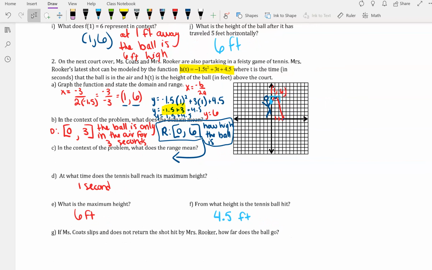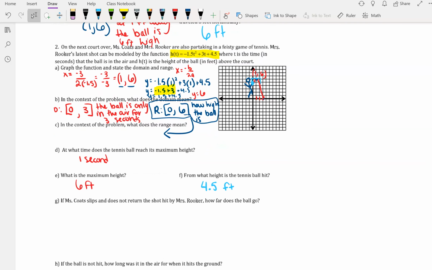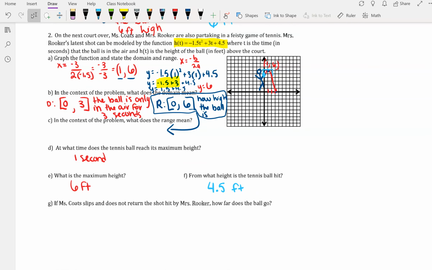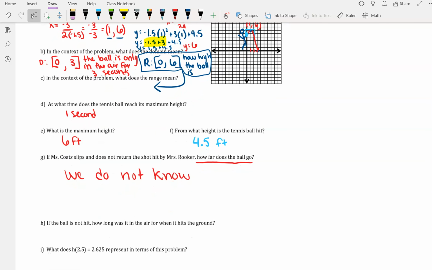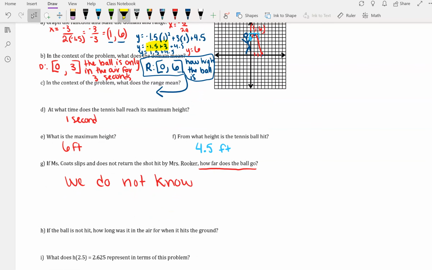Right. If Miss Coates slips and does not return the shot hit by Mrs. Rooker, how far does the ball go? All right, so think about that for a second. Kind of weird. It says, how far does the ball go? It's a trick question. We're not talking about distance at all here. We're talking about time. So that's a trick question. We do not know, or not enough information for us to know how far it goes. But we do know how long, how many seconds it is before it hits the ground. And that's going to be 1, 2, 3 seconds.